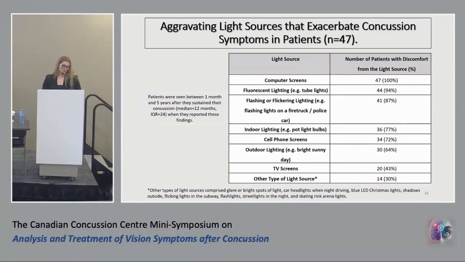When we took data on types of aggravating light sources, the three most aggravating light sources were computer screens, fluorescent lights, and flashing or flickering lights. And interestingly, TV screens were actually one of the least aggravating light sources.